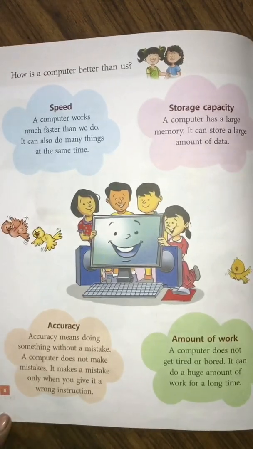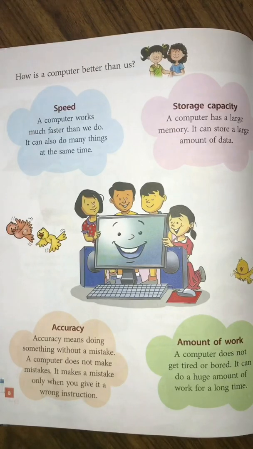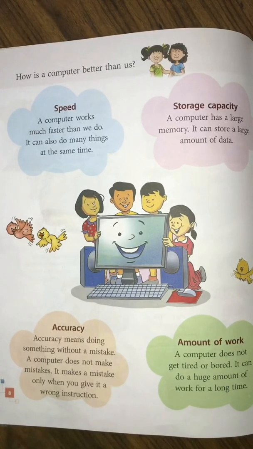Storage capacity. A computer has a large memory. It can store a large amount of data. Computer has a very large storage capacity. Accuracy. Accuracy means doing something without a mistake. Computer will never make a mistake. It will only make a mistake when you enter the wrong data. Suppose you are entering a wrong number, it will give the same answer whatever numbers you have given to the computer. Clear?